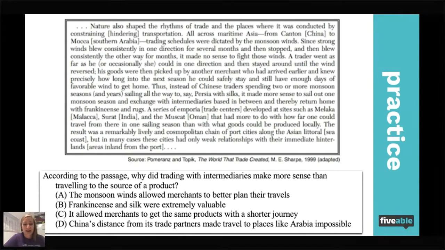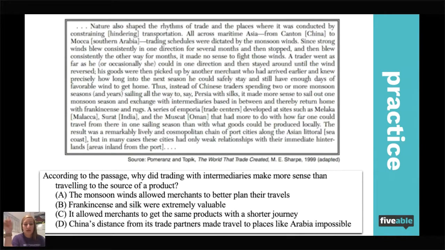Syrah and Muscat, that had more to do with how far one could travel from there in one sailing season than with what goods could be produced locally. The result was a remarkably lively and cosmopolitan chain of port cities along the Asian littoral. But in many cases, these cities had only weak relationships with their immediate hinterlands.